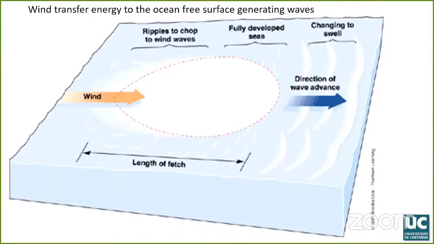How are waves generated? Wind transfers energy to the ocean surface, generating waves. The wind blows in an area defined as a fetch.